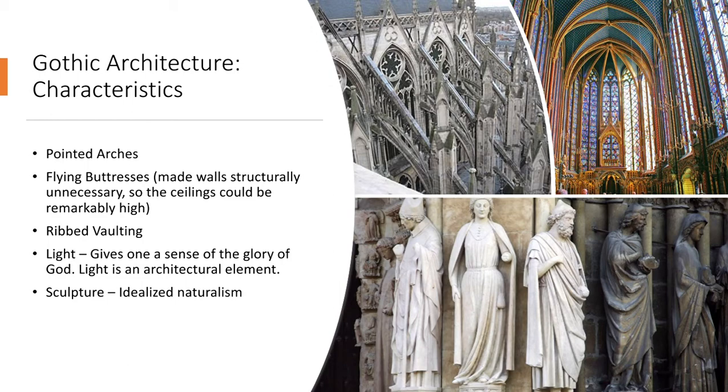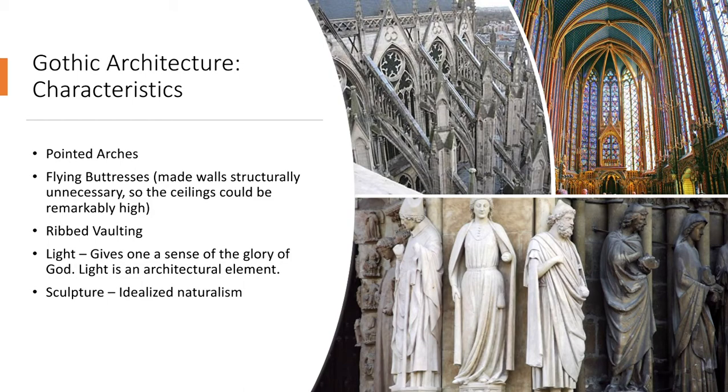A flying buttress was actually the innovation that made Gothic architecture possible. Because what it did is those elements on the outside of the building, this giant skeleton, it looks like, actually supported the roof. So it made walls structurally unnecessary. And since you didn't need those big, heavy walls, since these flying buttresses were supporting the roof, you could build your churches to incredible heights.